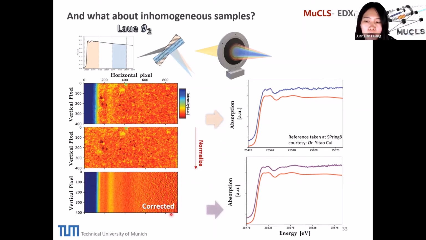And you see that most of the artifacts, for example, here, are corrected. And even some tiny features like this line here, which corresponds to a spectral feature here, can be well reconstructed.